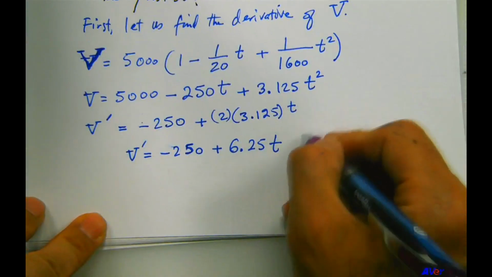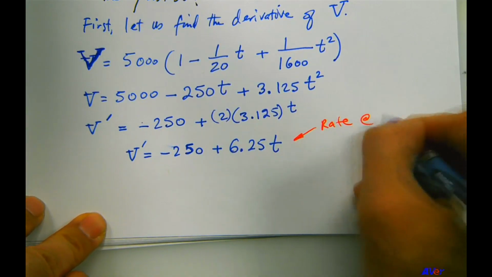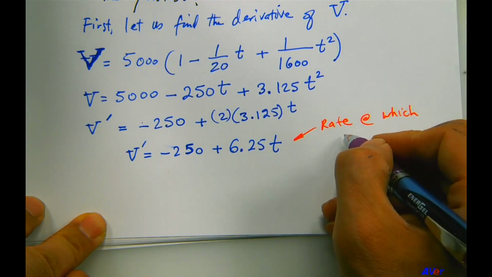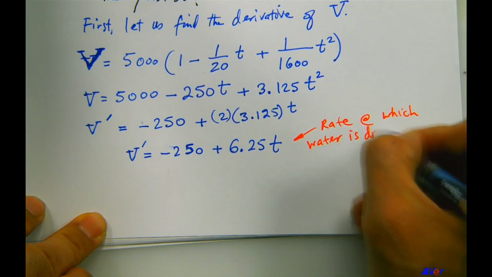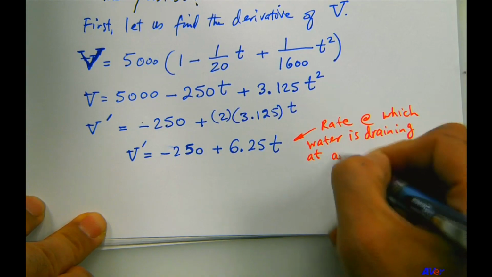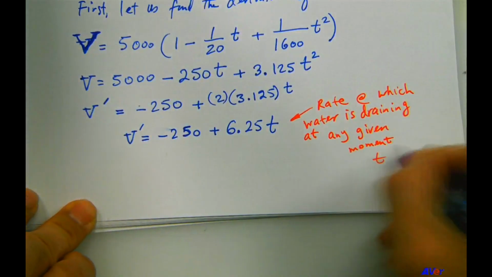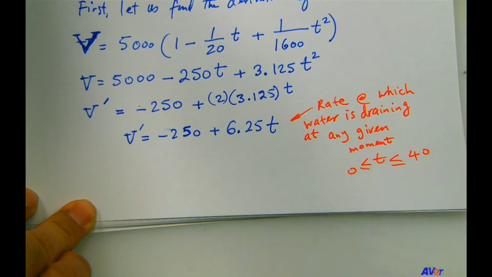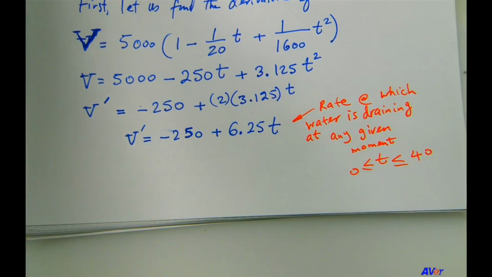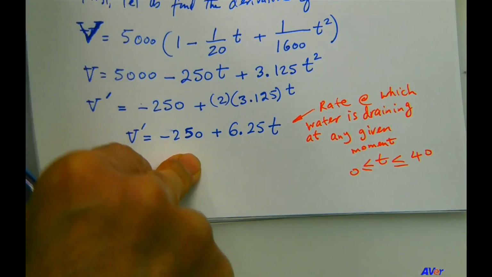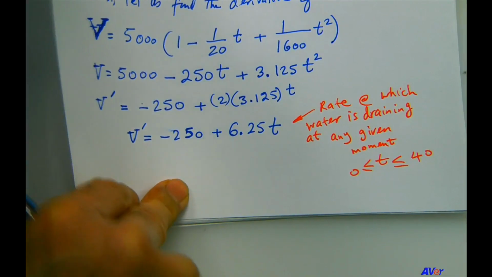So this is the derivative function. And we should say that that's what we're talking about at any given moment in this interval. But they want us to calculate that rate for 5 minutes after draining has started, 10 minutes after it has started, and 20 minutes after the drainage has started. So let's do that. That would be the next set of calculations.